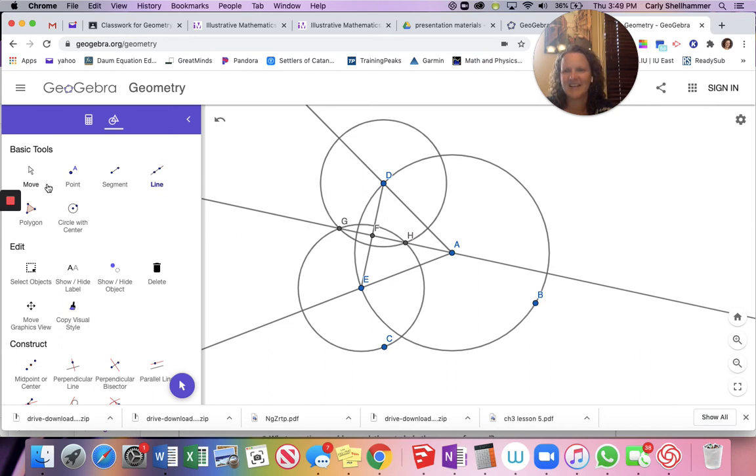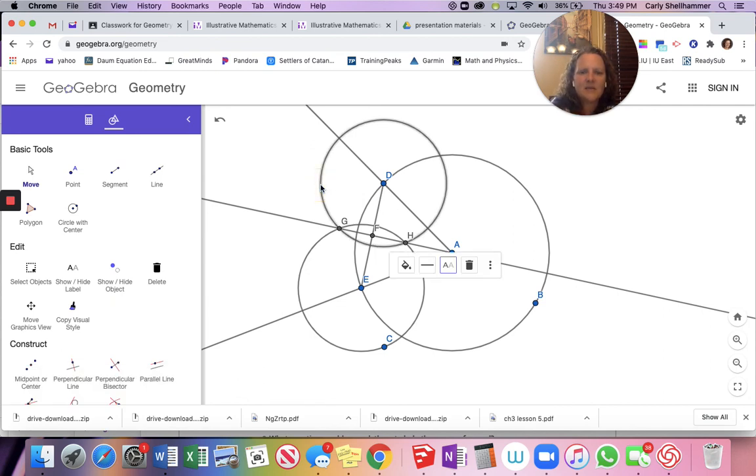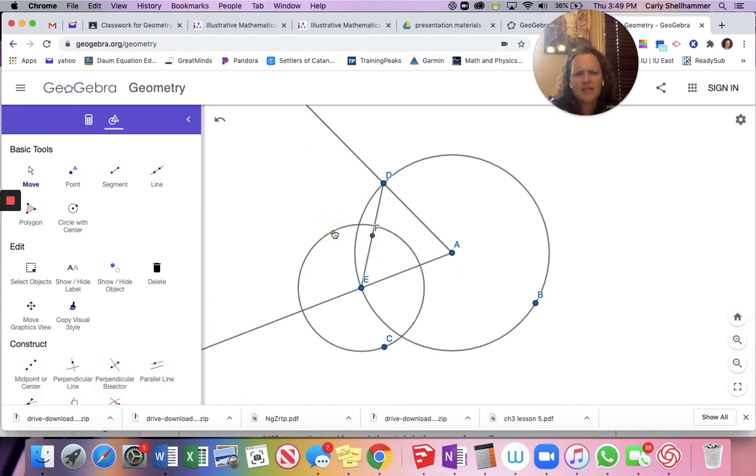Okay. Now I'm going to go ahead and delete those things because I don't want to deal with them yet. And they're super easy to reconstruct. And that's everything. I don't need this point either. Okay.